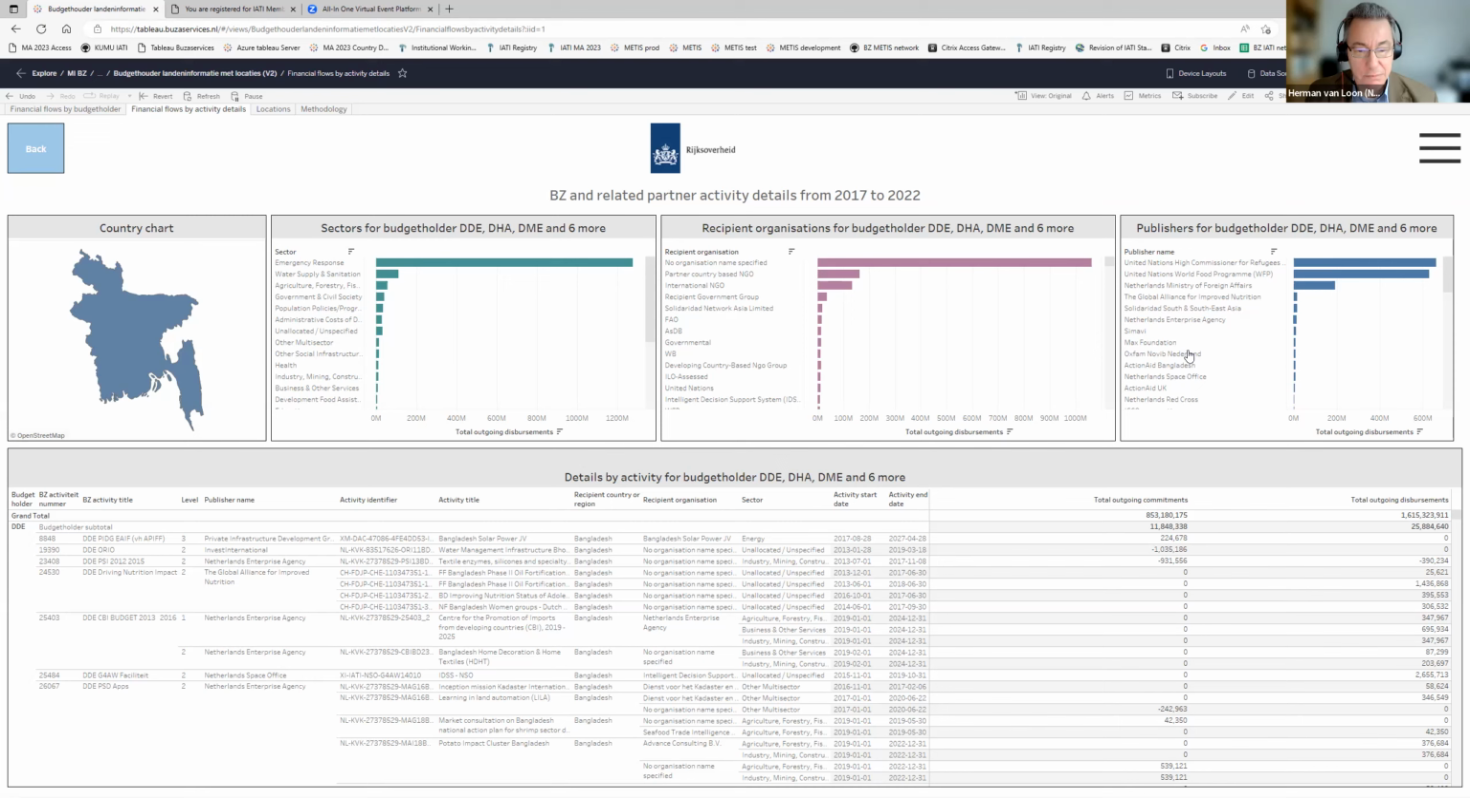Because we do get a lot of questions, why can I not find funding from the Netherlands in my country? Had a conversation about that yesterday. So this is very insightful for us, but I imagine also for partners and partner countries. And I have to add to that all the data shown here are from IATI, except for this one data element. That's our internal organization. The rest is all IATI.